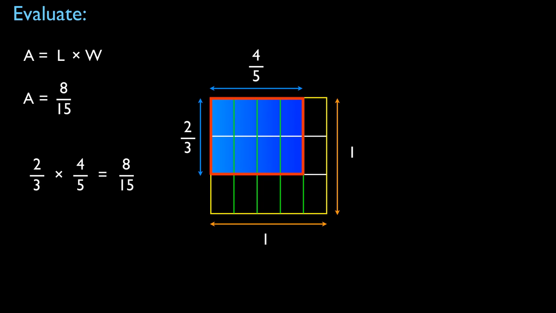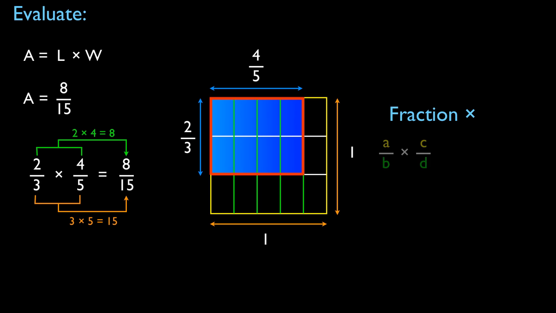Now the question is, is there a more direct way to get this without a diagram? You might look at it and say 2 times 4 is in fact 8, and that would be correct, as well as 3 times 5 being 15. And that right there shows you how we multiply fractions. And it goes like this. For fraction multiplication, when we're multiplying a over b times c over d, we simply take a times c and write it over b times d. It's by far our easiest fraction operation that we have. Hardly any work at all.